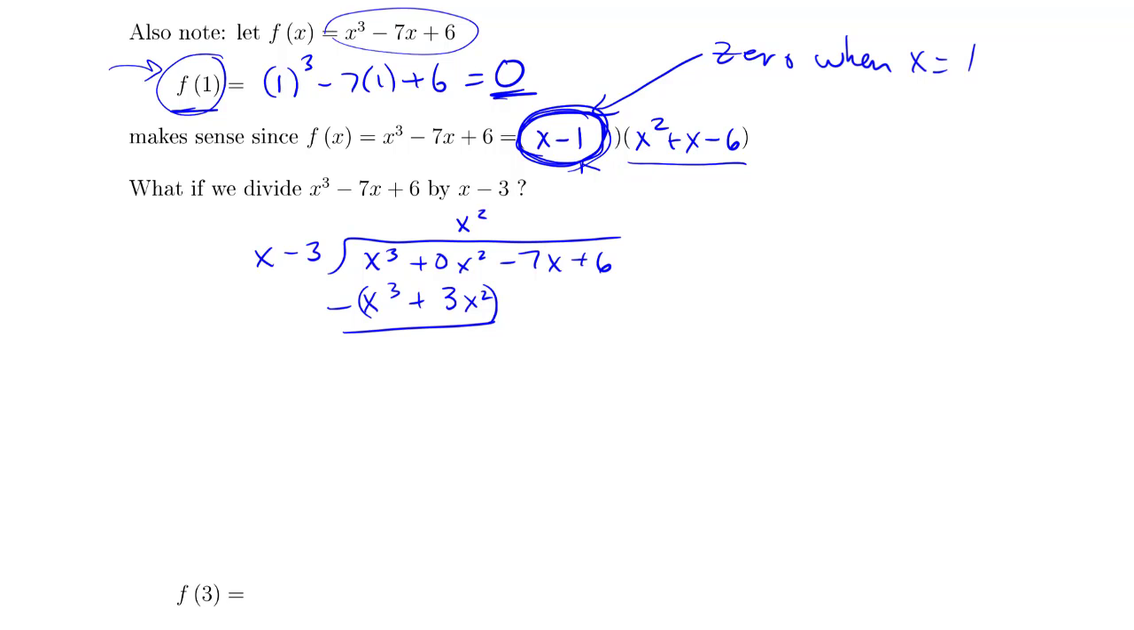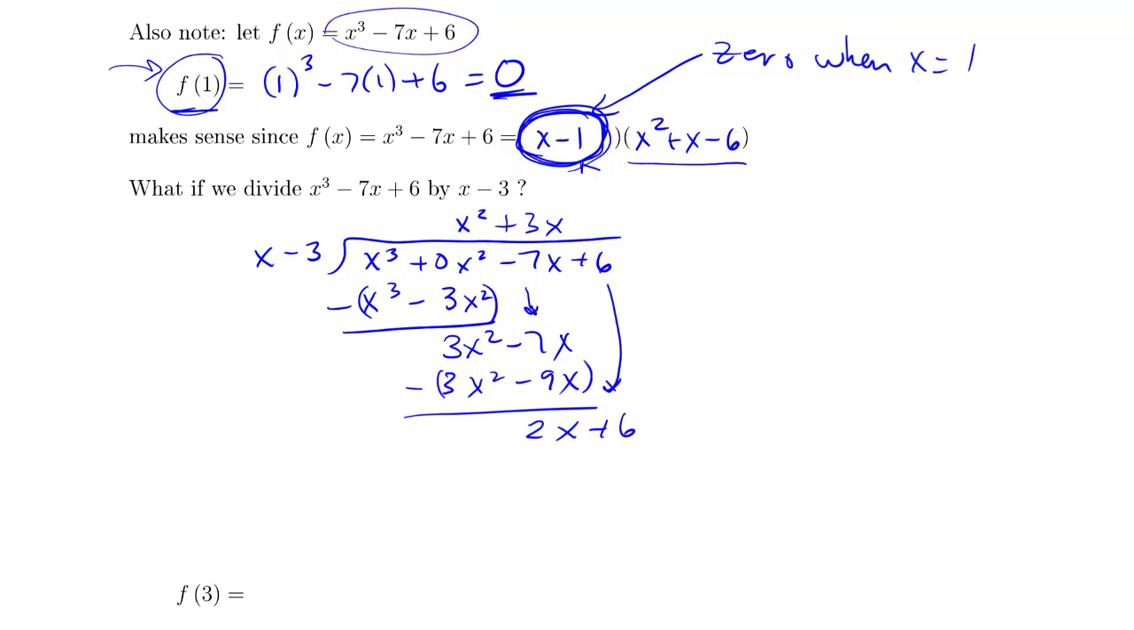Whoops, I'm sorry. I made a mistake there. That would be x squared times minus 3 would be minus 3x squared. So 0 minus minus, so plus 3x squared. I need another term, minus 7x. X to 3x squared. I need a 3x, so plus 3x. And so I get 3x squared minus 9x. Subtract. So I get minus 7x plus 9x is 2x. Bring down the other term, the plus 6.